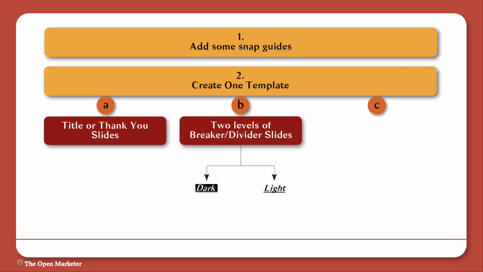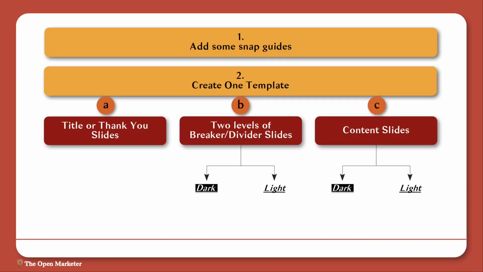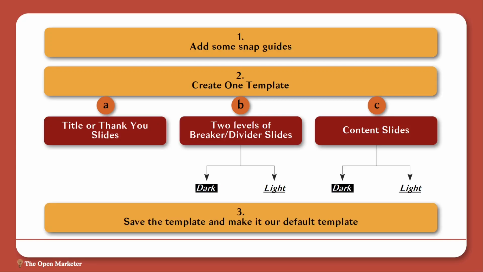Second, I will create two levels of divider slides, so section dividers, and I will have them in both dark and light themes. And lastly, content slides. Here I will also add a dark and a light theme. Finally, we will save this template and make it our default template. Alright, that's a good place to segue into the demo.